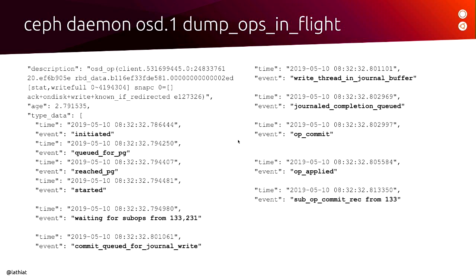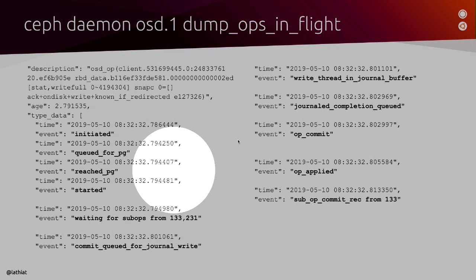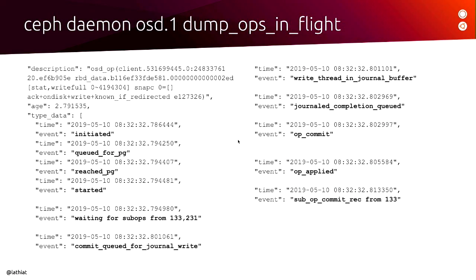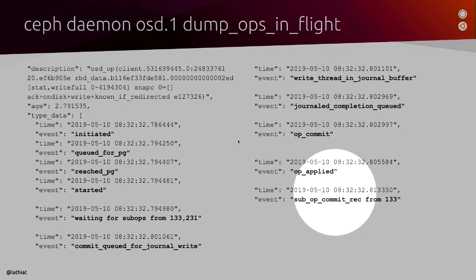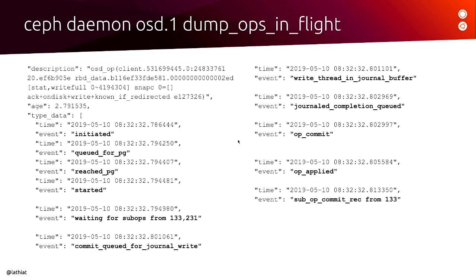And what it's actually waiting for is, so op commit is when the operation was committed locally on this OSD, and sub op commit rec means that the secondary OSD number 133 has also committed. But what we don't yet have is the subop commit rec from the tertiary OSD number 231. And so I can tell from this output that we're waiting for the tertiary OSD to complete the write in this case, and we've been waiting nearly 3 seconds. And that's certainly unusual. But the problem I had was then I wanted to go to that OSD and find that operation in flight and see why it was stuck.